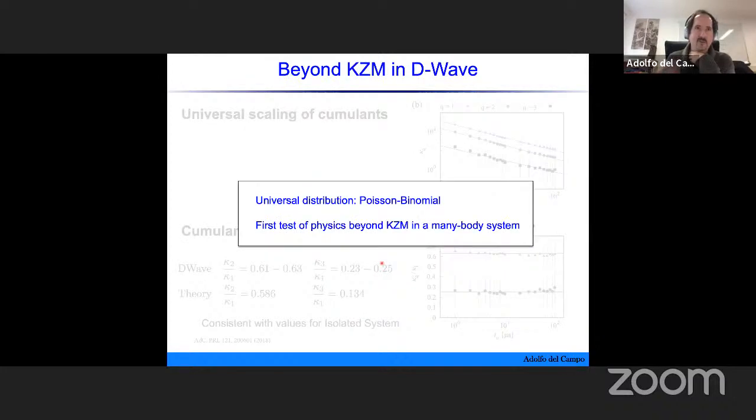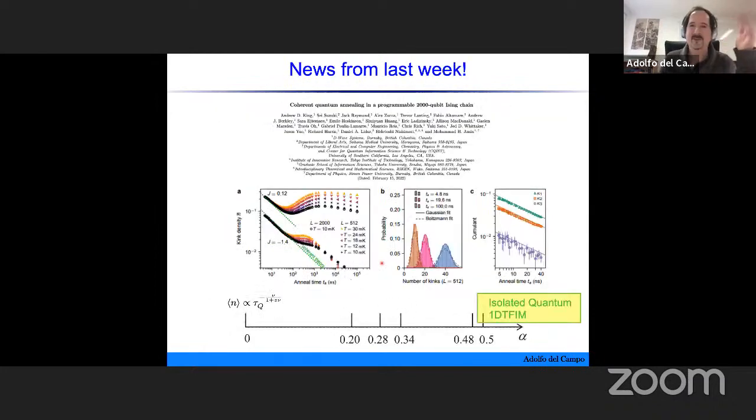What is important, from the point of view of the foundations of non-equilibrium and statistical mechanics, is that we have a universal distribution of the number of kinks, which is a Poisson binomial distribution, and we have provided the first test of this kind of physics in a simulator of many particles. And I guess I'm already closing, but essentially, the progress is quite fascinating.